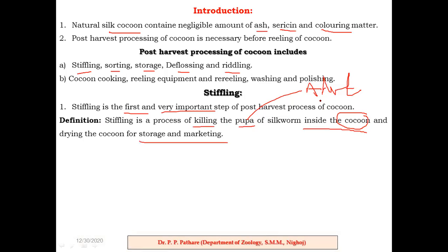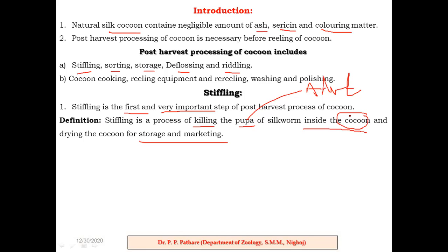before the adult emerges, because in the last video lecture I gave the information regarding holed or damaged cocoon. This damaged cocoon is produced by the adult, because after development the adult chews or makes a small hole in your cocoon and emerges out. But such holed cocoon does not get a good price in the market.